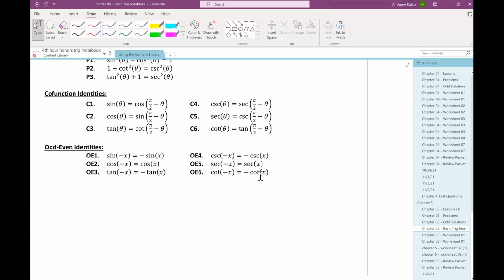So those are the identities that we're going to be using throughout this chapter. Let's go and do some examples of how we're going to use these things to do some problems now, okay?